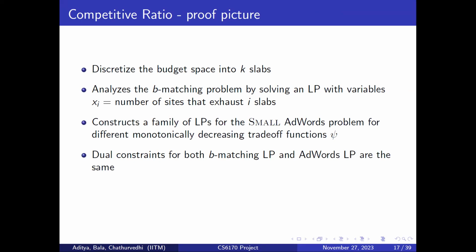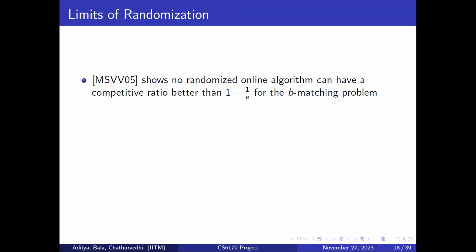And we have a family here because we consider different trade-off functions psi. And we note that the dual constraints for both the b-matching linear program and the adwords linear program are the same. The objective function is different though, but we can set the constraints to equality to obtain the optimal for these classes of linear programs. And because of that, the dual solution for both the problems ends up being the same. And from this, we get psi to be the mentioned value. And the competitive ratio tends to 1 minus 1 by e as the discretization becomes finer.